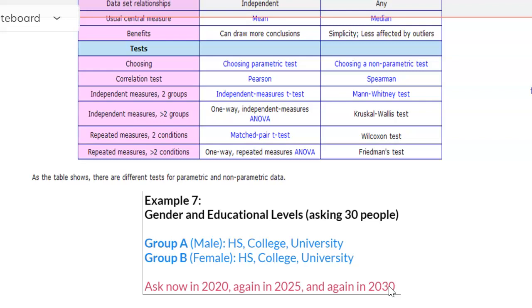This right away tells you that it's a repeated measures test. It means it's a repeated study. I'm going to repeat this study again in 2025 and in 2030. When 2025 comes along, I'm going to go back to these groups and ask them what level of education they have now. And same thing in 2030, I'll go back to these groups and ask them what level of education they have now. So how many groups do we have? 1, 2. We have 2 groups. And it's repeated. We're repeating the test. When we have 2 groups and we're repeating the test, it's a Wilcoxon test.